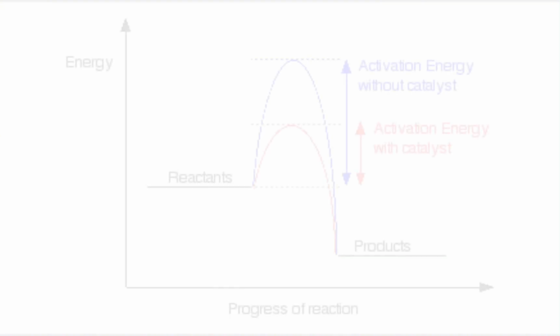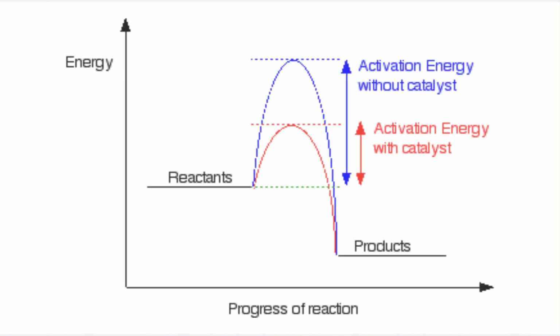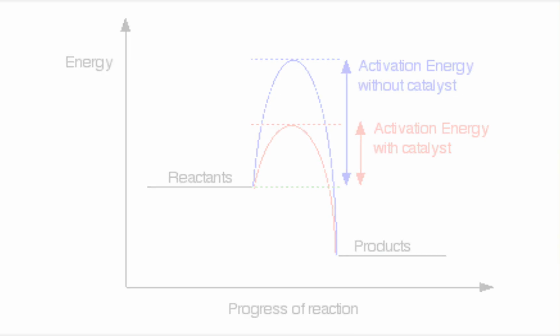Last but not least, if you have a catalyst present, you can increase the rate of a chemical reaction, or the speed of it, by providing an alternate lower energy pathway. So what this is doing is that it's lowering or decreasing the activation energy while increasing the reaction rates.